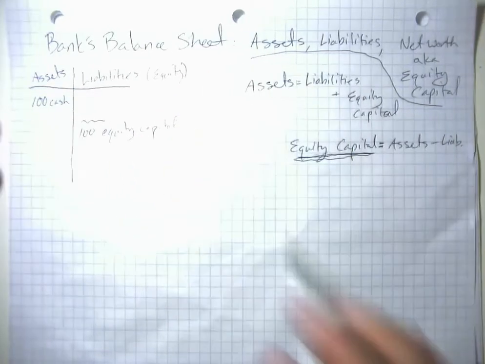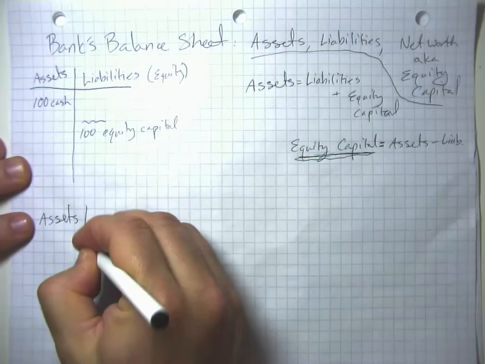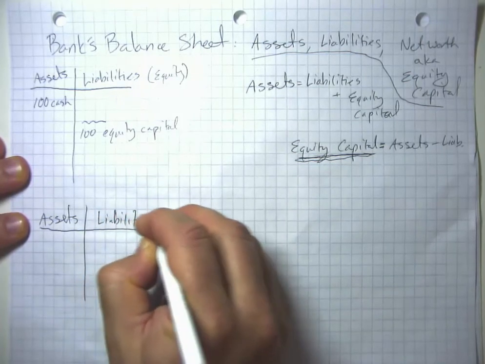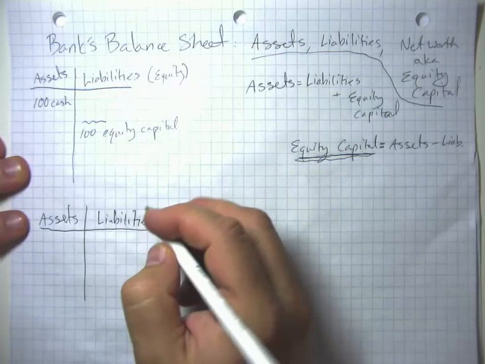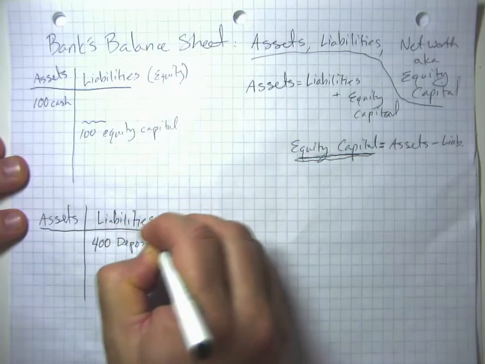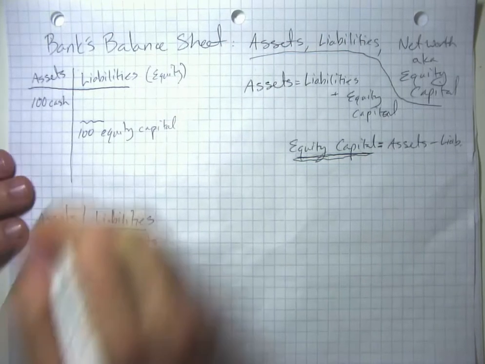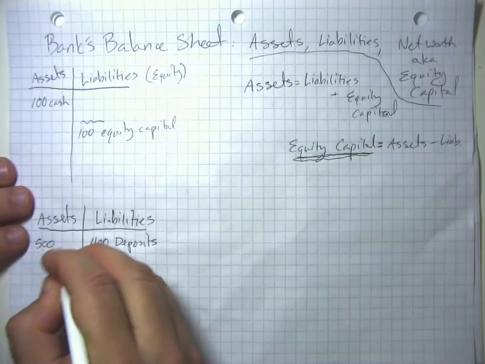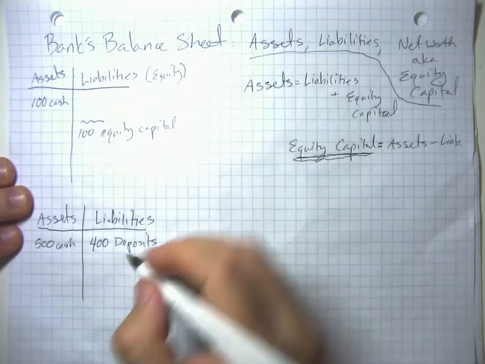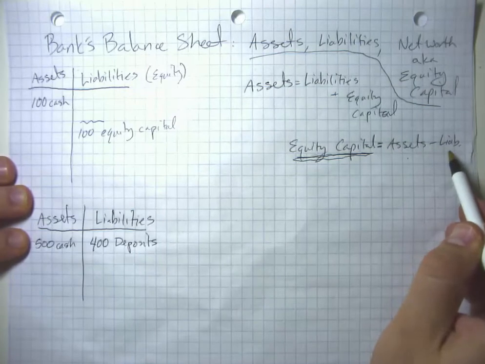And then I'm going to go ahead and try and attract some deposits. So I'm going to have a new balance sheet after I've successfully attracted some deposits. So I'm going to go ahead and attract $400 worth of deposits. From my point of view as a bank, those deposits are a liability because I owe the depositors money. I now have $500 of cash, though, because I had my original cash of $100 plus the $400 that the depositors gave to me. My equity capital is $500 minus $400.